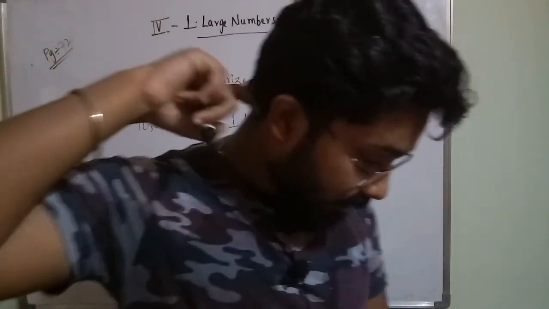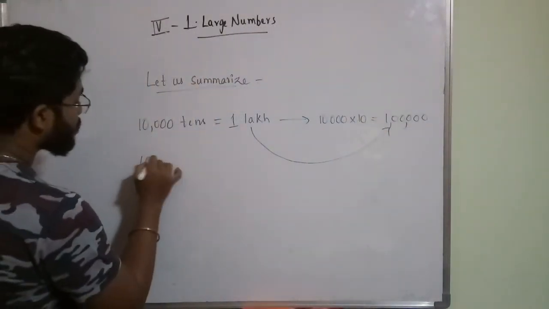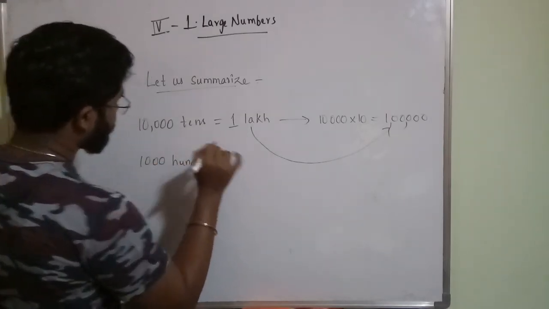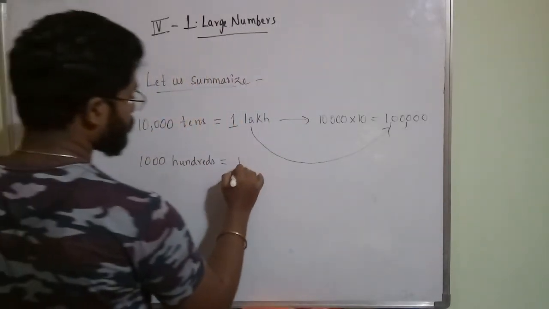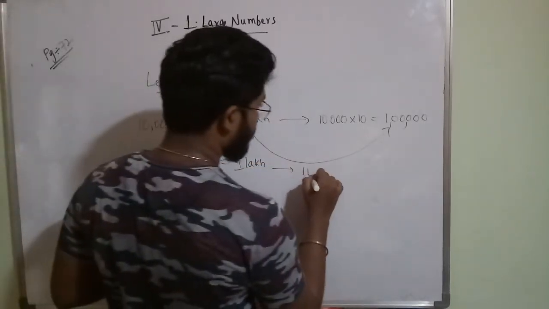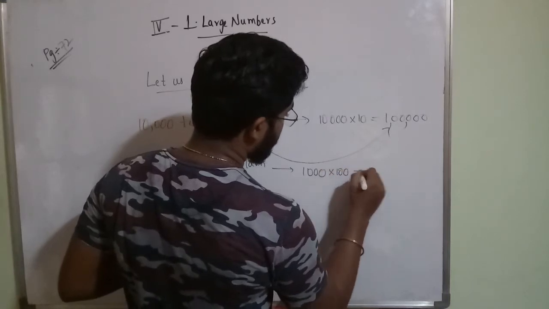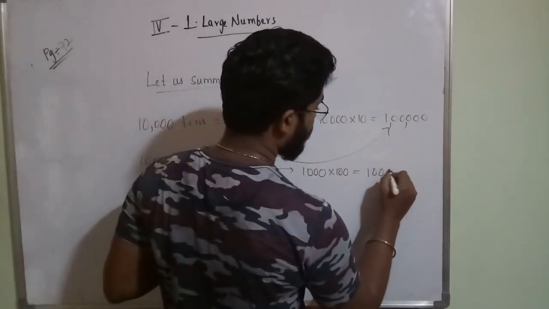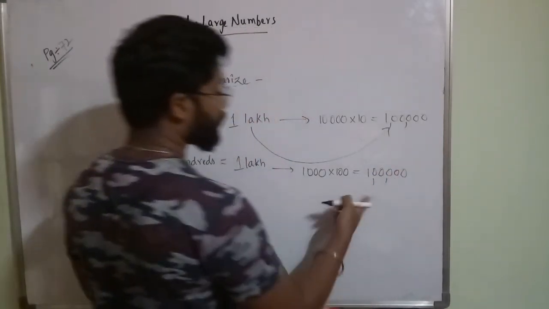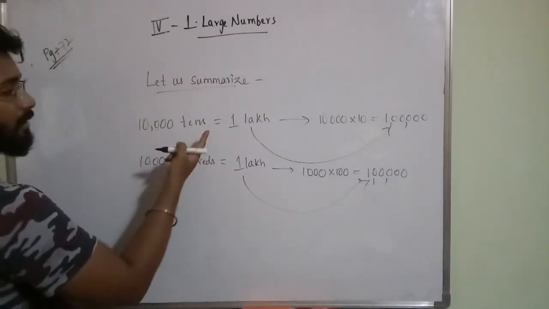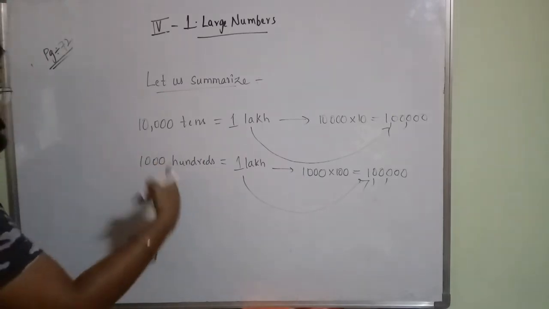Next one, 1,000 hundreds. 1,000 hundreds equal to how much? 1,000 hundreds is also 1 lakh only. How? 1,000 hundreds means 1,000 into 100. If you are multiplying like this, you will get 1 lakh only. This is also 1 lakh. Okay, so 10,000 tens is 1 lakh only. 1,000 hundreds is also 1 lakh.